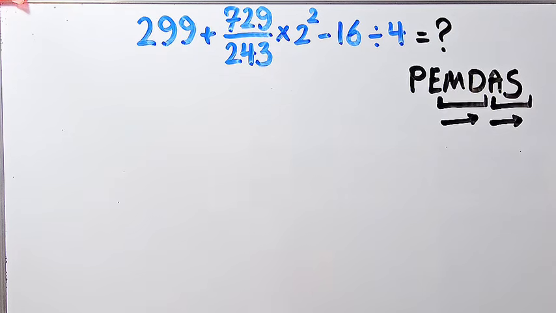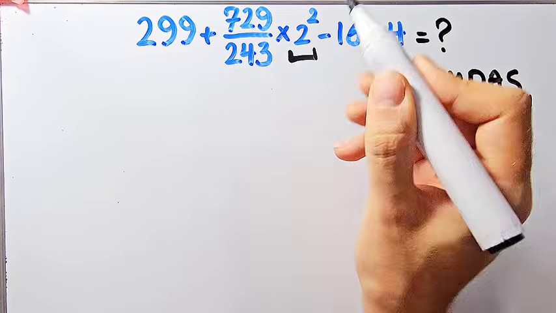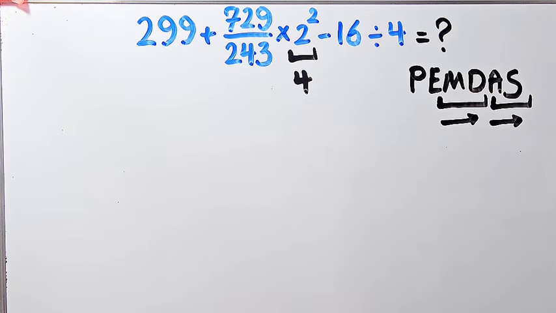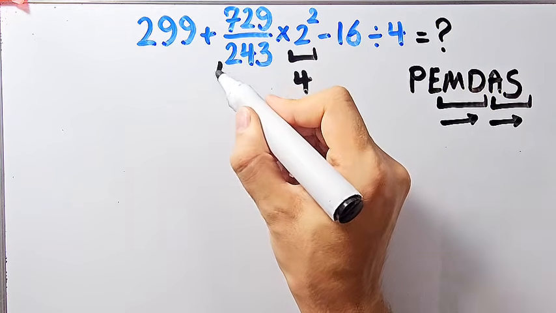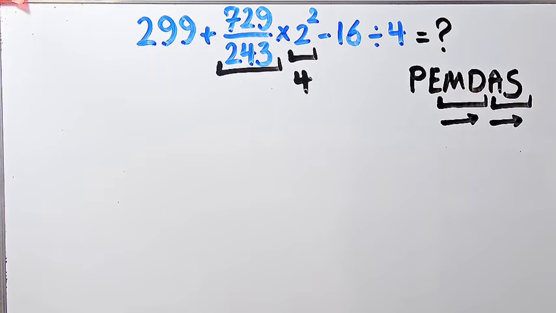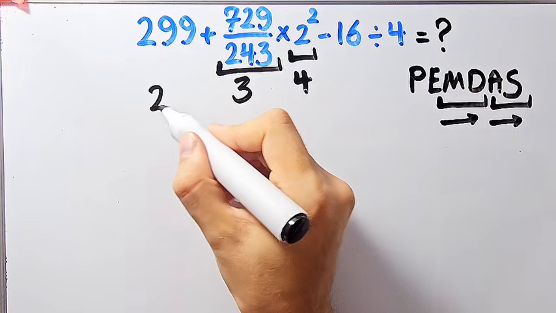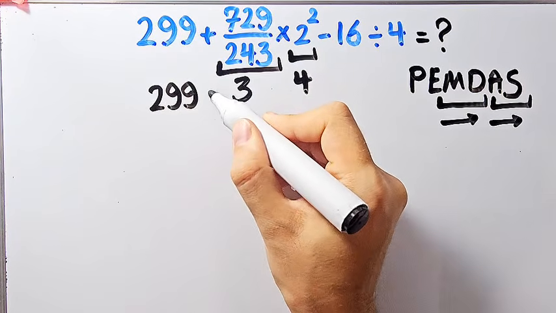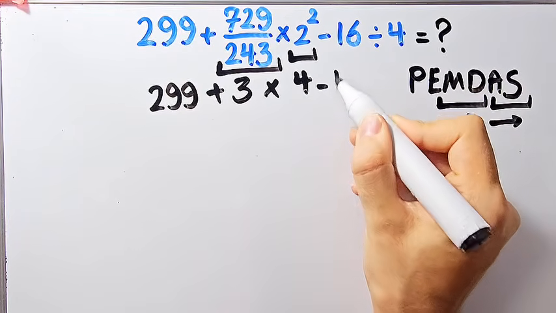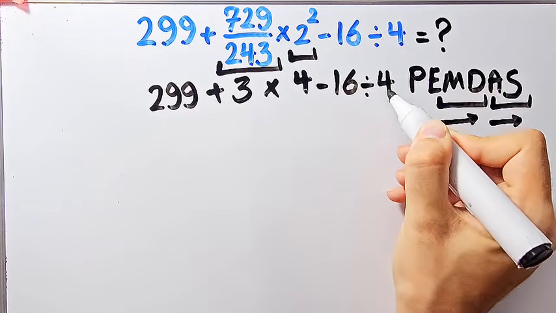Okay guys, first we simplify this exponent. 2 to the power of 2 equals 4. Now the question is 299 plus 729 over 243 times 4 minus 16 divided by 4. We have addition, division, multiplication, subtraction, and another division. In this step, we simplify this division. 729 over 243 equals 3. Now we have 299 plus 3 times 4 minus 16 divided by 4.